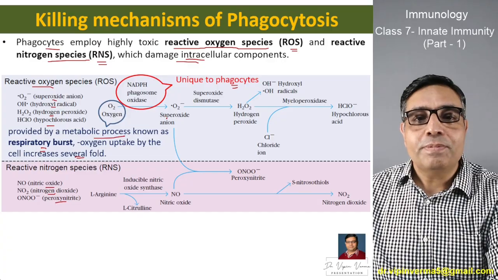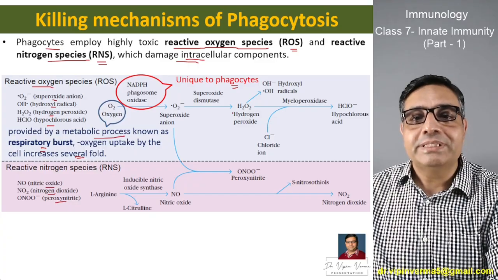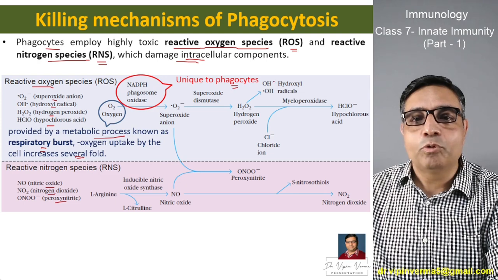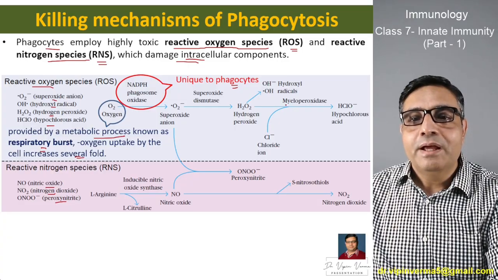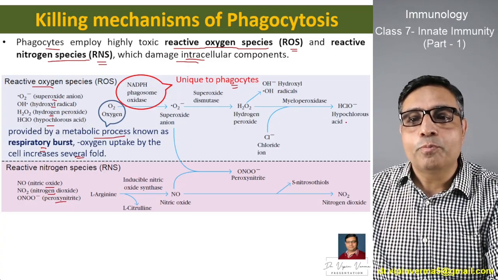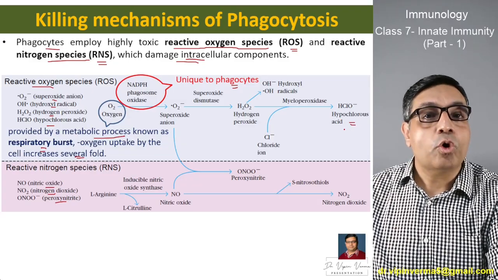Right? And this superoxide anion, in the presence of superoxide dismutase, forms hydrogen peroxide. And this hydrogen peroxide produces hydroxyl radicals, and with chloride ions and using myeloperoxidase it also produces hypochlorous acid, and these are all toxic.